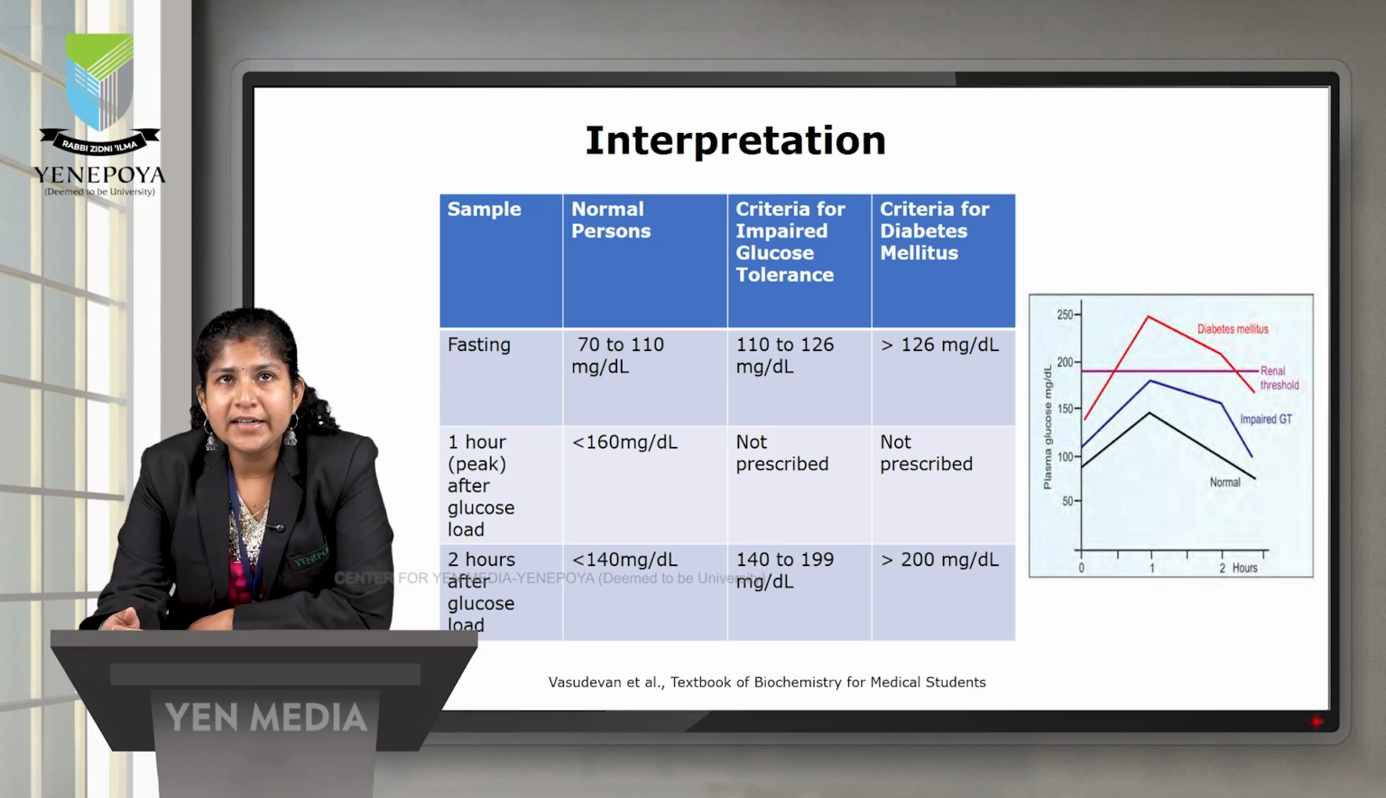Next, we will see what are the criteria for impaired glucose tolerance. Here, fasting blood glucose level should be between 110 to 126 milligram per deciliter, and in case of 1 hour it is not prescribed, and in the second hour it should be 140 to 199 milligram per deciliter. Criteria for diabetes mellitus: the fasting blood glucose level should be more than 126 milligram per deciliter, and for the first hour it is not prescribed, and for the 2 hours it should be more than 200 milligram per deciliter.